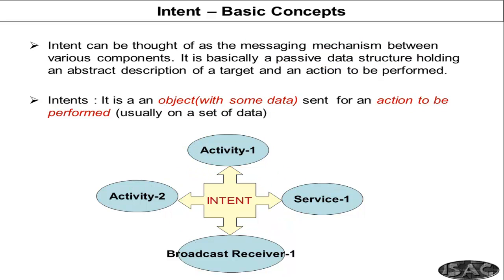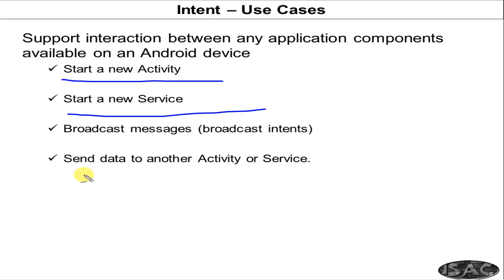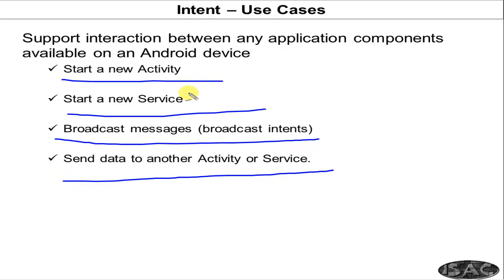Once we understand the basic concept of intent, let us understand what the basic use cases of intent are. First, it can start a new activity, it can start a new service, you can send broadcast messages, and you can send data to another activity or service. Sometimes you want to send some data from one activity to another activity, and at that time you can use intent as well. We will see how we pass the data. So, these are the various use cases in Android to take care of intent.